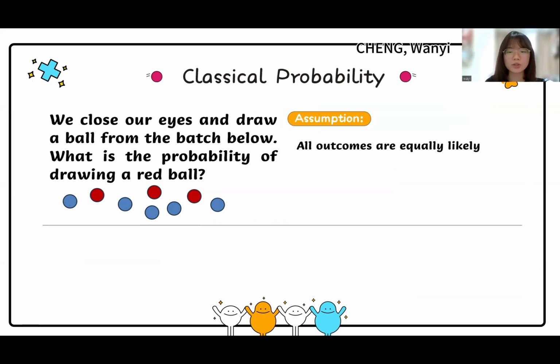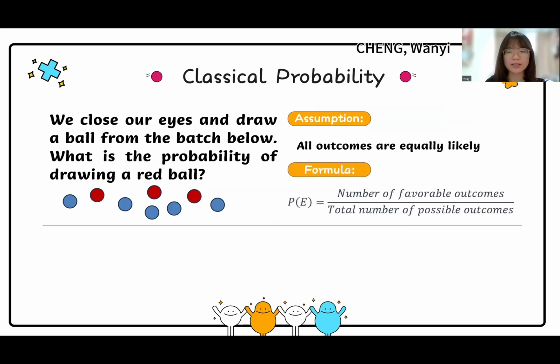Next, we can use this formula to calculate the probability of drawing a red ball. The probability of a classical event is equal to number of favorable outcomes divided by total number of possible outcomes. So, in this example, we can know that the event is drawing a red ball. So, I will give you 5 seconds to calculate this result.